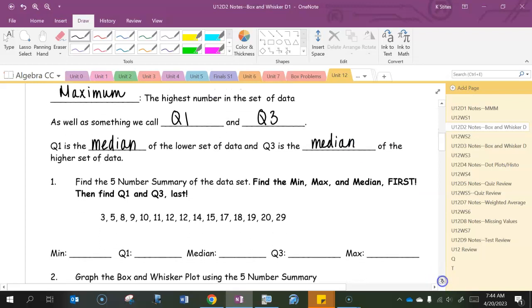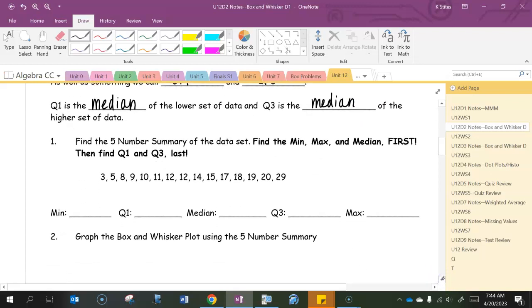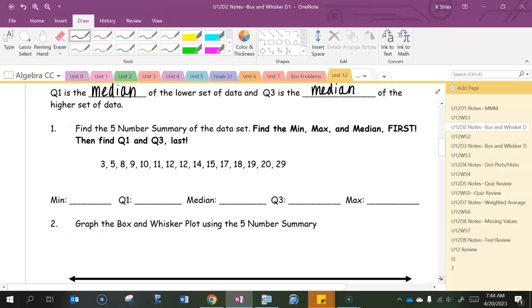All right, so just to make our lives easier, I've put the numbers in order for you already. We're going to find the 5-number summary of the data set, and we always want to find the min, max, and median first. The min is just the smallest number, that's a 3. The max is our largest number, that's a 29.